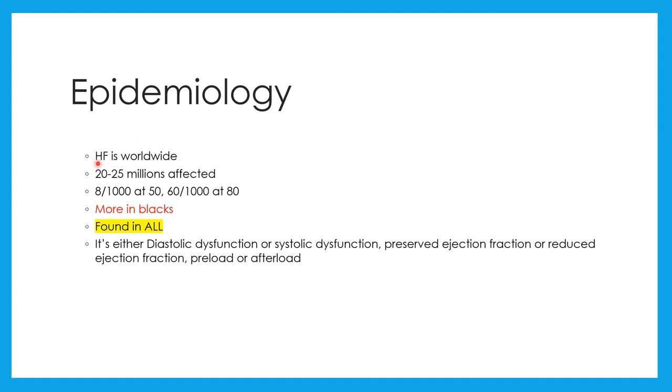Let's go. Heart failure is found worldwide. About 20 to 25 million are affected. When you gather people that are 50 years old, if you are 1,000 of them, 8 of them will have heart failure. Now, listen to this, please. When you gather people that are 80 years old, 60 of every 1,000 will have heart failure. Compare that: age 50, 8; age 80, 60. It means the older you become, the higher the probability of having heart failure.